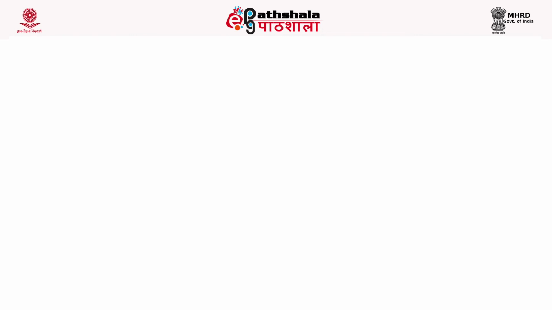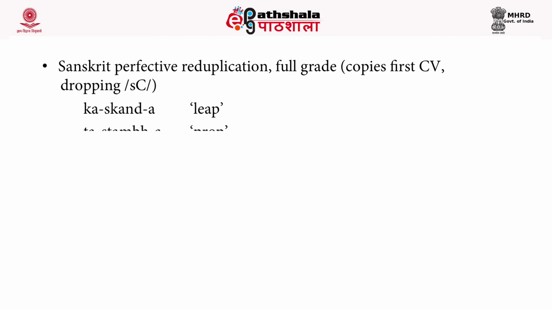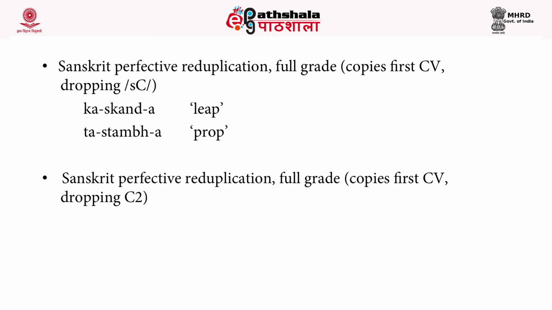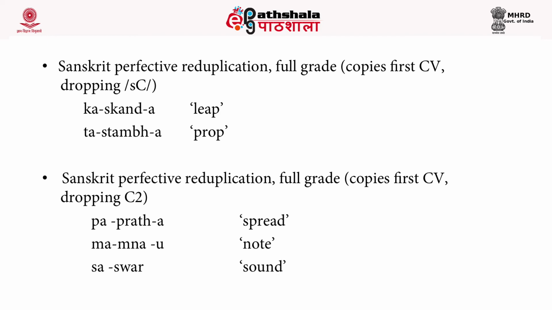Now let us talk about Sanskrit perfective reduplication. When we have words like leap and prop, we have kaskanda and tastamba. Now the stem is skand. What we are seeing is that the sa gets deleted. In skand we only take ka, and in stamp we only take ta. So it becomes ka skanda and ta stamba. Now sa is getting deleted here.